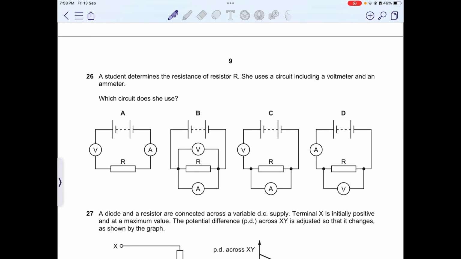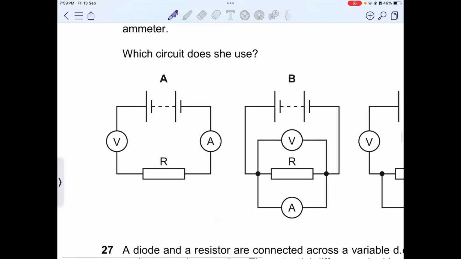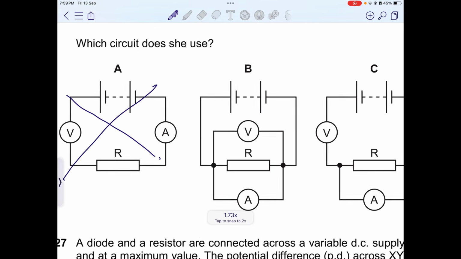Moving on to question number 26. It says a student determines the resistance of a resistor R. She uses a circuit involving a voltmeter and an ammeter. What circuit does she use? Now let's look at circuit A. In circuit A, she has connected the voltmeter in series, which is wrong. A voltmeter should always be in parallel. That means we disqualify this option.